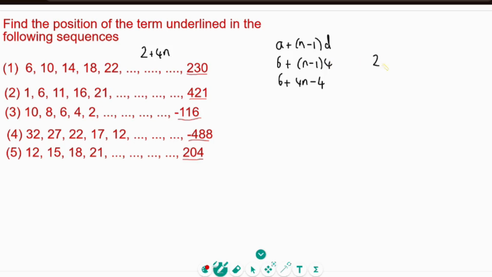I'm going to now put that equal to 230. We'll add 2 to both sides. Divide both sides by 4, sorry. Gives n is 58. That's telling us that this here is the 58th term.